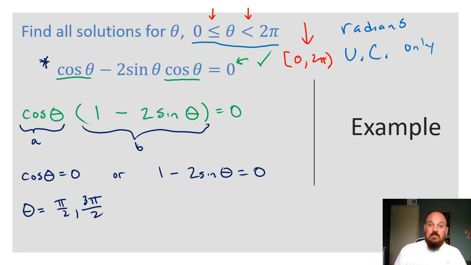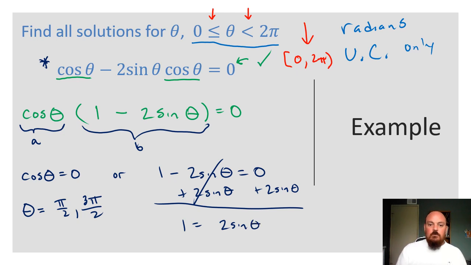This one I need to isolate that sine theta first. So I would start by adding 2 sine theta to both sides. Or you could subtract 1, it doesn't really matter. We just need to separate those two things. And then we'll divide by 2. So basically what we have is sine theta equals 1/2. And that's going to give us two more answers. The two places on the unit circle where sine equals positive 1/2.